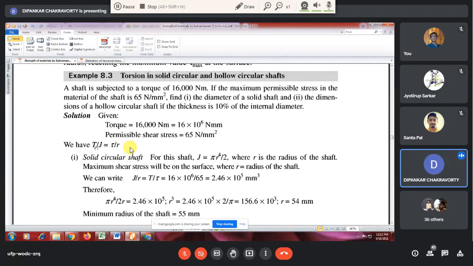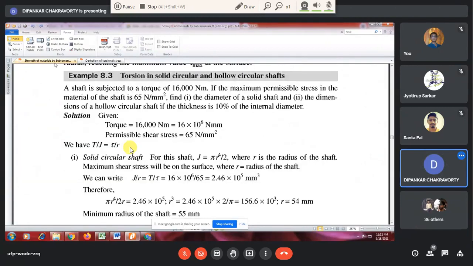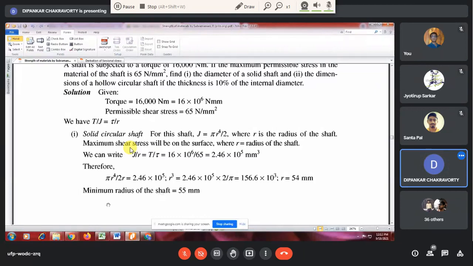You know T by J equal to tau by R. T by J equal to tau by R. And so you can get the radius as 55 mm. Okay, 54 mm you got after solving. But when you practically fabricate something, you normally make it a multiple of 5 or 10. So you can suggest 55 millimeter.